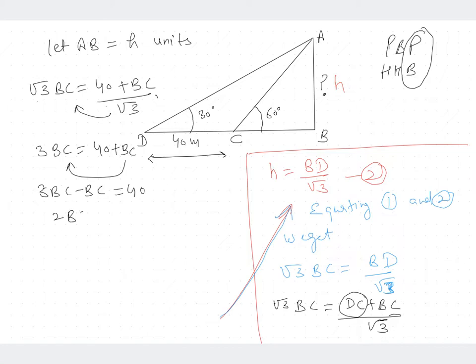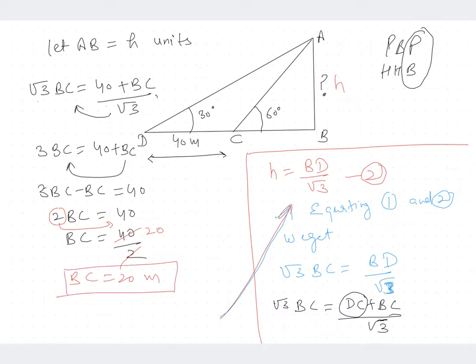So that is 2 BC equal to 40, and BC will become 40 upon 2, because this 2 is multiplied this side, other side it will become division. On cancellation it is coming BC equal to 20 meter, because the units were given in meter. So it is 20 meter.